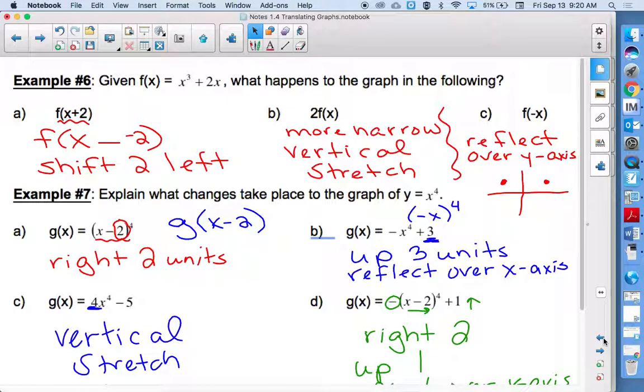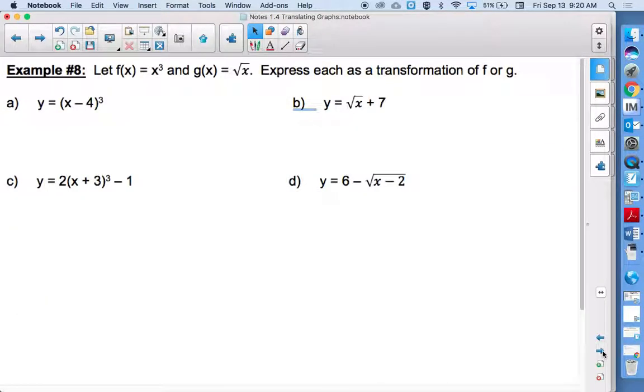So we're going to try and express each as a transformation of f or g. And just to kind of go back, our goal is to write it with function notation instead of equation notation. So if I have an equation, can I take that equation and then write it in function notation? So g is the square root, f is the x cubed.